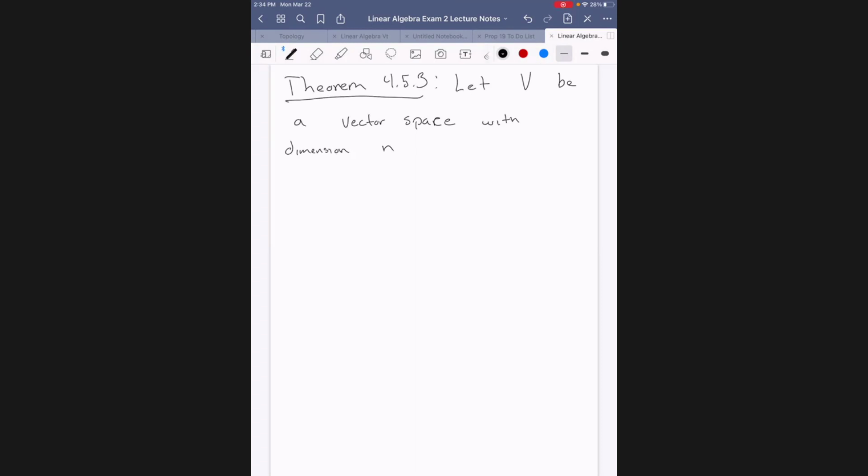All right, so let V be a vector space with dimension n. So this one, what it pretty much says is this. So remember how I always told you that you have to check that the set of vectors spans the vector space and that it's linearly independent to check it as a basis? Well, you no longer have to do that. What this theorem says is that you just have to check one of them, and that's enough.